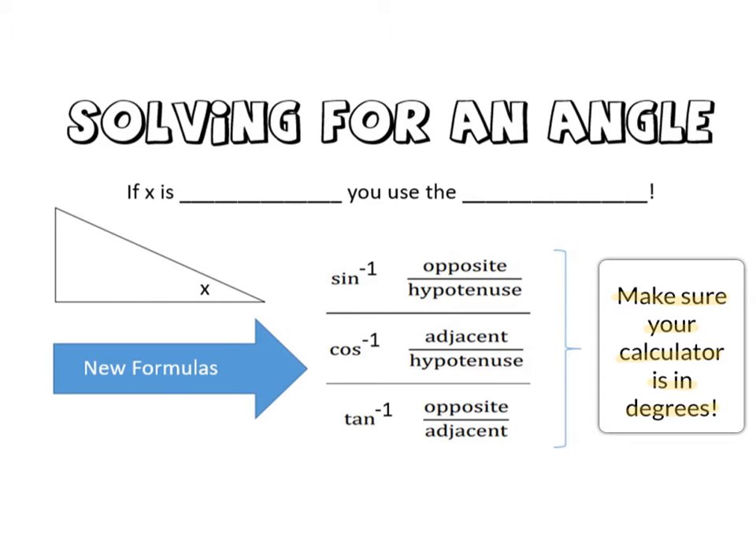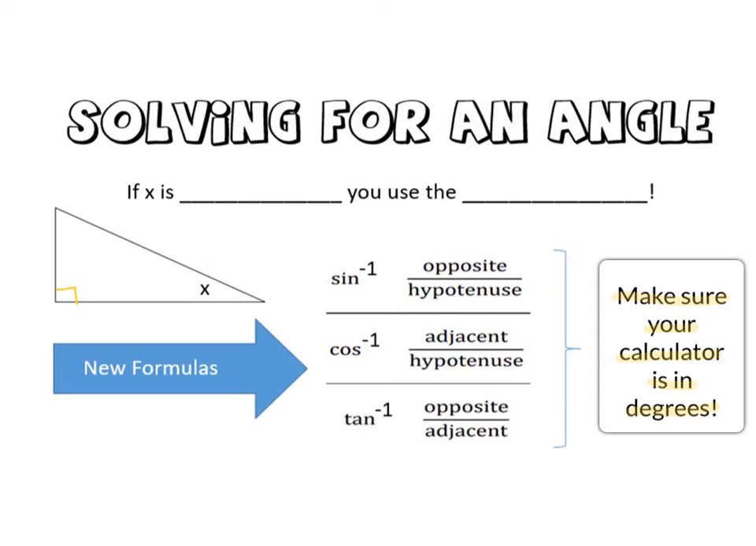This video will show you how to solve for a missing angle in a right triangle. So before you were solving for a side, now you'll be solving for an angle. If you look at this triangle, it's a right triangle, and there is an x on the inside, which means we're solving for the angle.